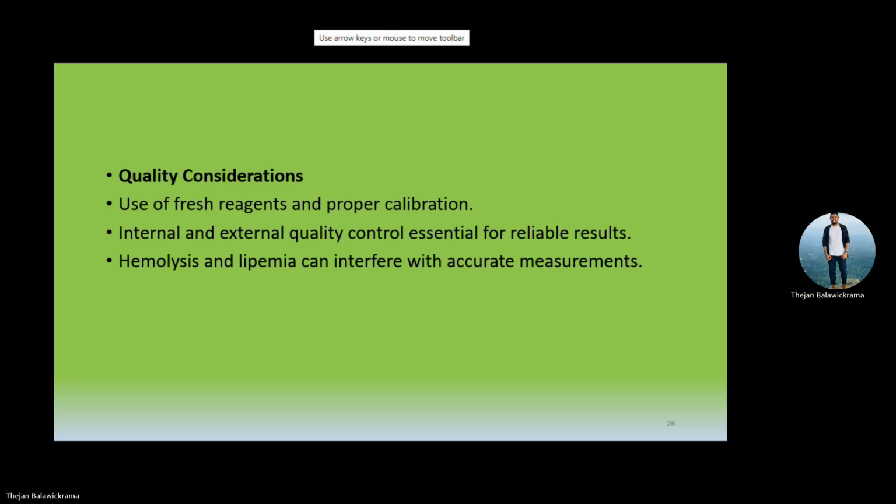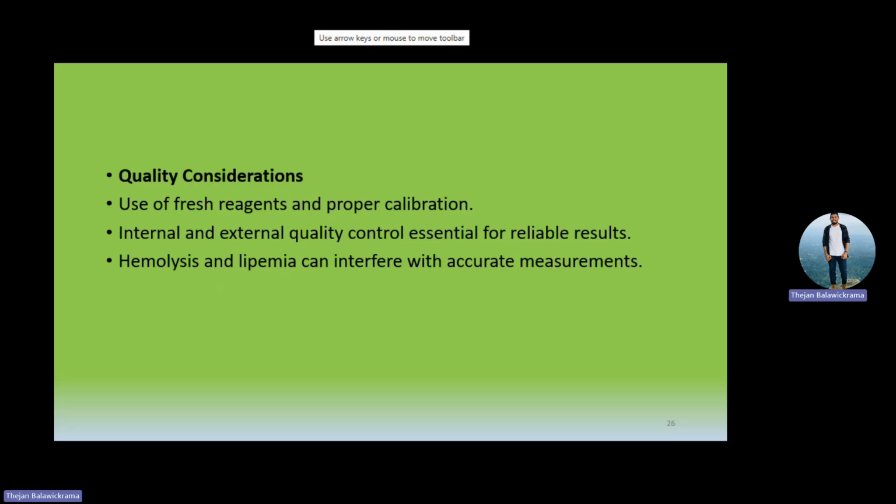Right. So, just like in the glucose test, we have to be really mindful about certain things, about maintaining the quality of the experiment. Right? We have to use fresh reagents, not expired ones. And we have to be mindful about the calibration of the instruments, right? The calibration part has to be done.